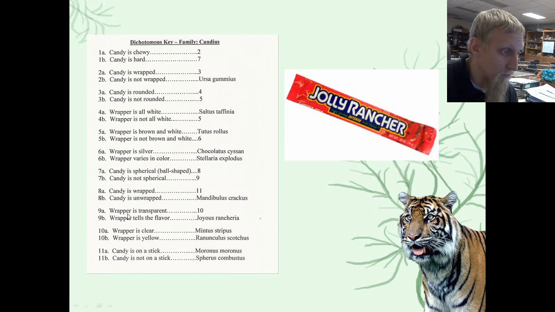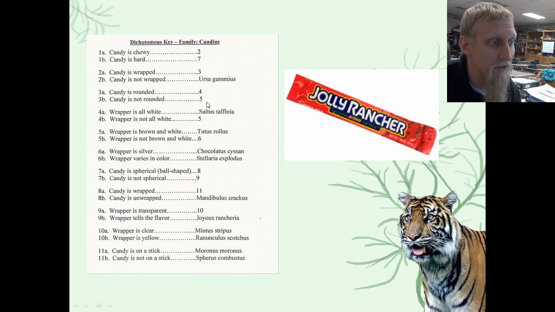Number 9 says the wrapper is transparent. No, I can't see through that. So that's 9B, the wrapper tells the flavor. And it does say cherry style, I think, right there. So it does tell the flavor. And now I have my name, Joyous rancheria, which is really a joke Latin word for Jolly Rancher.